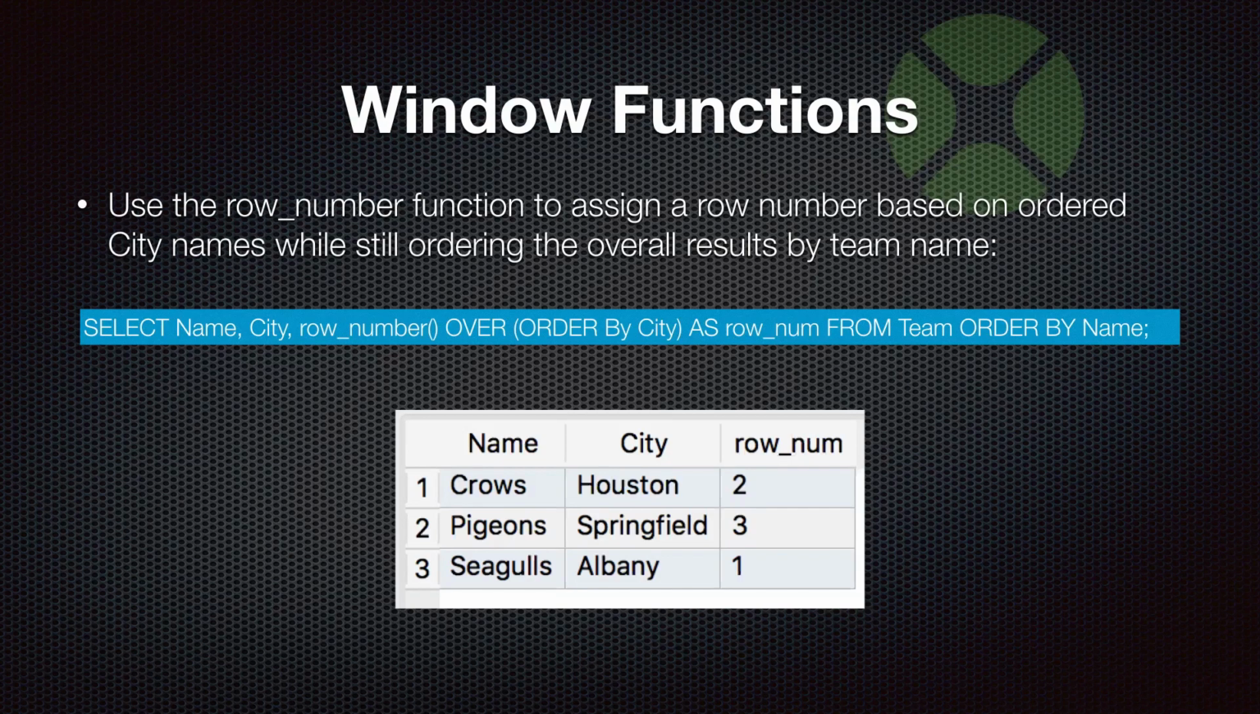So Albany, starting with an A, would be first. That gets the row number 1. And then Houston would be second, has row number 2. And then Springfield has row number 3. So you get this ability to call these functions to do something in a different way than the overall data that's coming back from the result set.